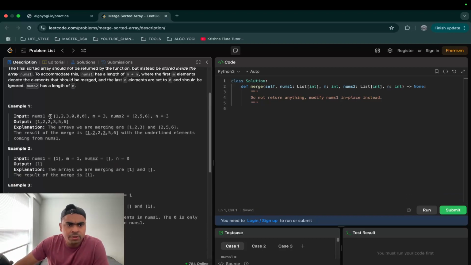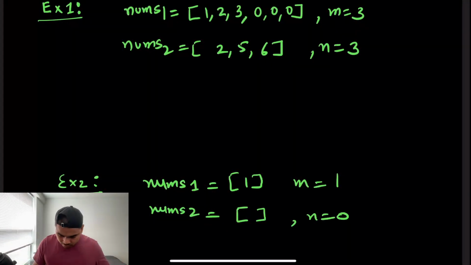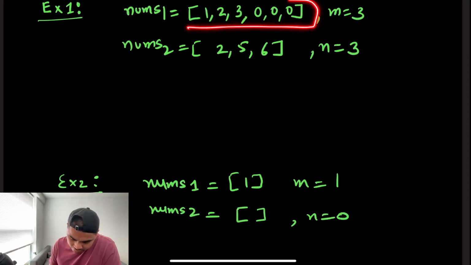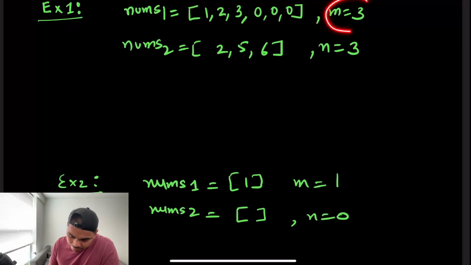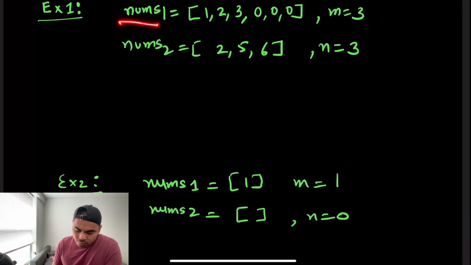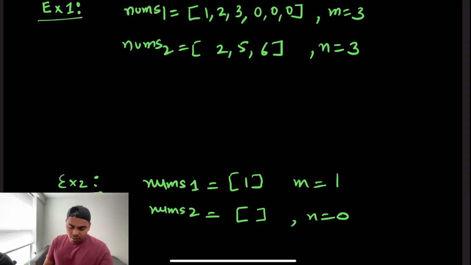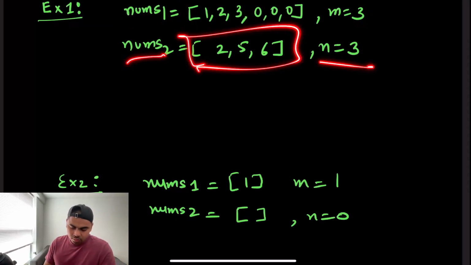As you can see over here, let me just switch the view. nums1's length is 6, but m is 3. That means nums1 only has these 3 elements. nums2 has 3 elements, all of it.